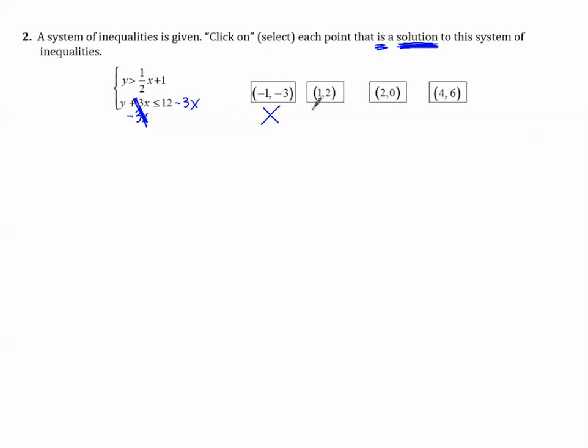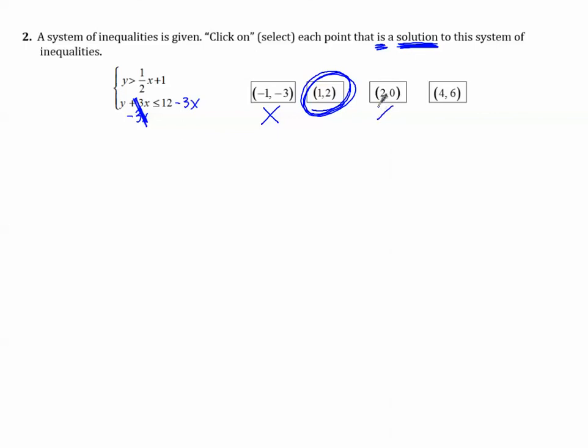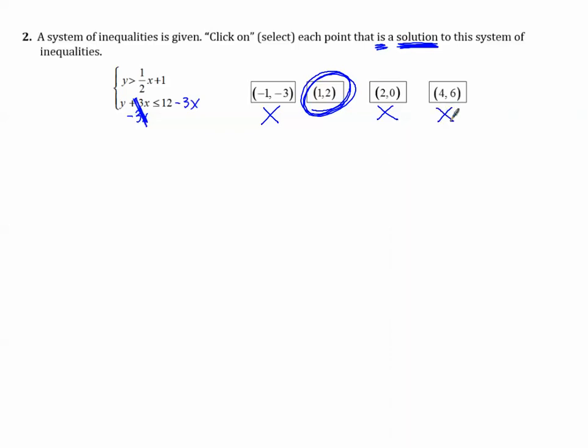So I'm going to select this point. It is in the shaded region. How about 2, 0? 2, 0, it's only in the red region, so this is not a solution. And finally, 4, 6, 1, 2, 3, 4, and up 6 is going to be in the blue region only, and it needs to be where both of the colors are shaded. So I only have one that I've selected, but these kind of questions, it's possible that sometimes I'm going to select more than one answer.